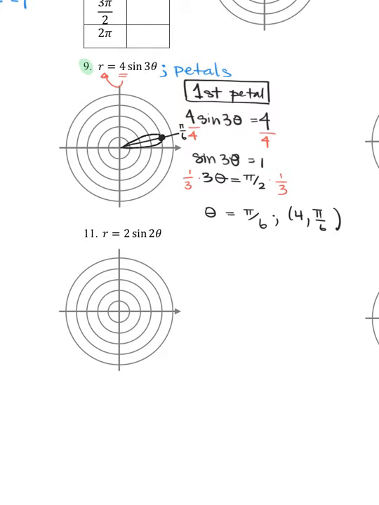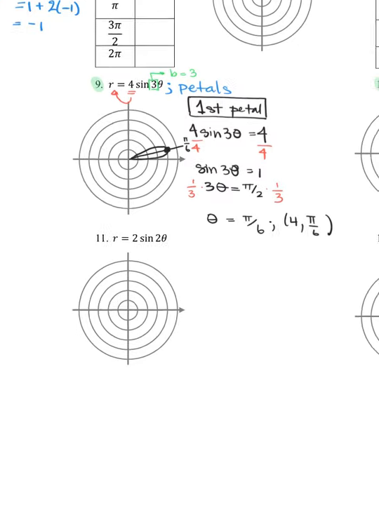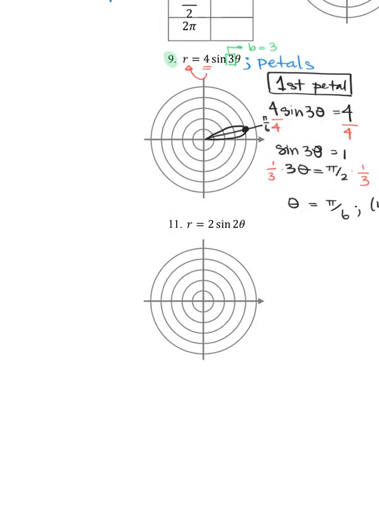All right, so then the next thing I want to do is figure out what is my value for B. B is what I'm multiplying theta by, so I know B is equal to 3. And then that's going to give me my spacing and the number of petals. Okay, so let's go ahead and do that. So this is spacing and number of petals.